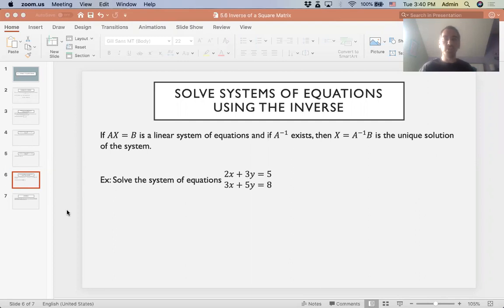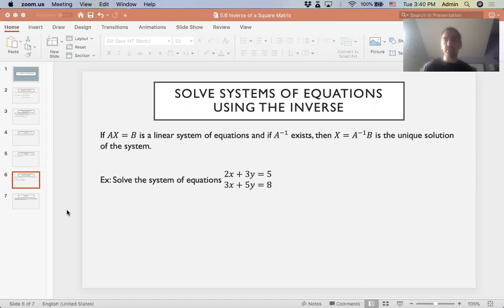So in the previous video, we've seen how to find the inverse of a matrix. And in this video, we're going to see one direct application of finding the inverse, and that's solving a system of equations. Now, we've already seen that we can use the substitution method, the elimination method, and we can take a matrix and put it in row-reduced form to be able to solve a system of equations.